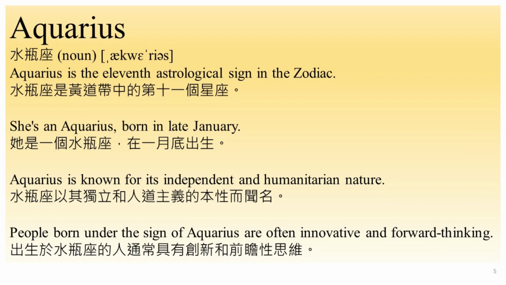Aquarius. 水瓶座 Aquarius is the 11th astrological sign in the zodiac. She's an Aquarius, born in late January. Aquarius is known for its independent and humanitarian nature. People born under the sign of Aquarius are often innovative and forward-thinking.